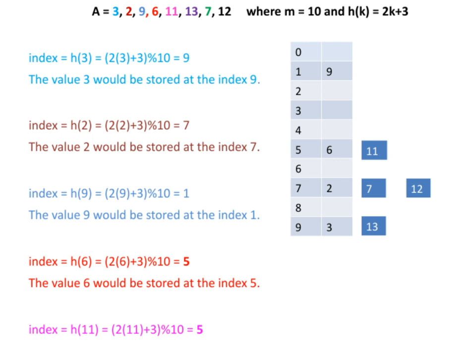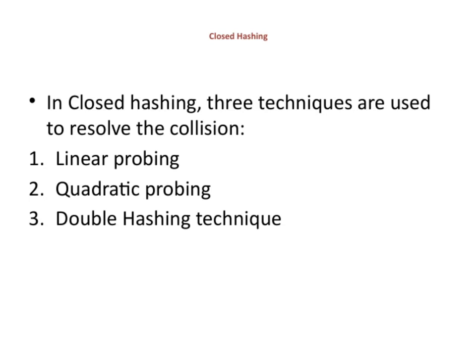Lastly, for 12, h of 12 calculates to 2 times 12 plus 3 mod 10, which is 7, again a collision since index 7 already has 2 and 7. This process illustrates how collisions occur in hash tables and highlights the importance of collision resolution methods. In closed hashing, when a collision occurs, we need effective techniques to find the next available slot.